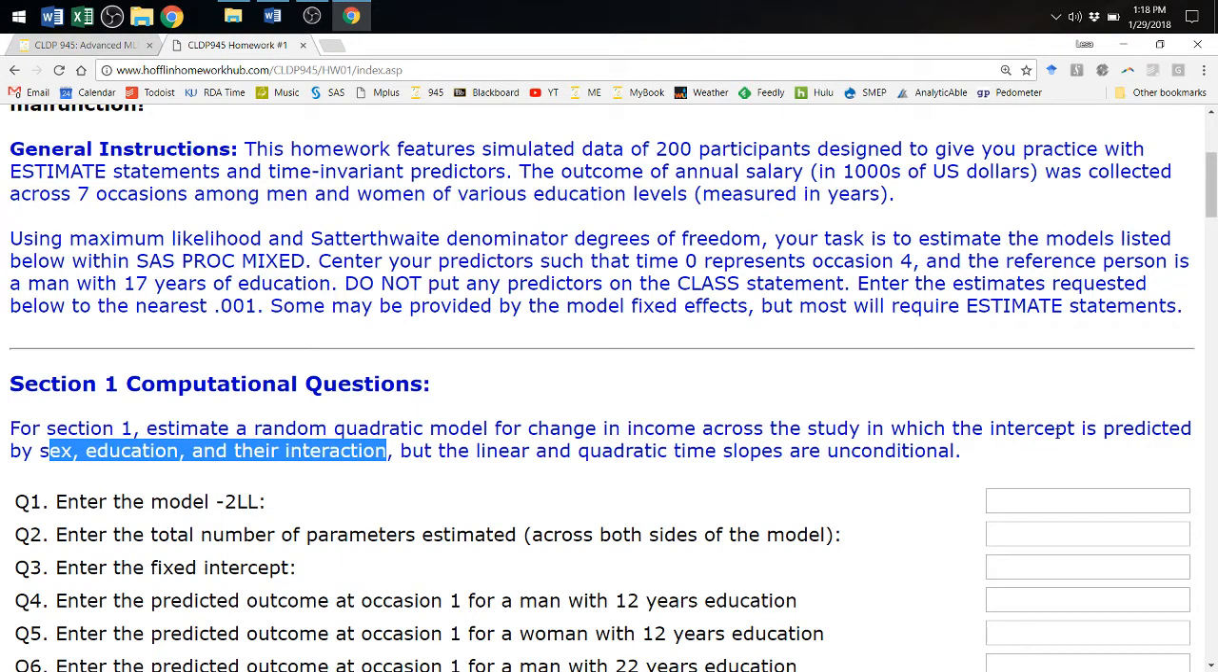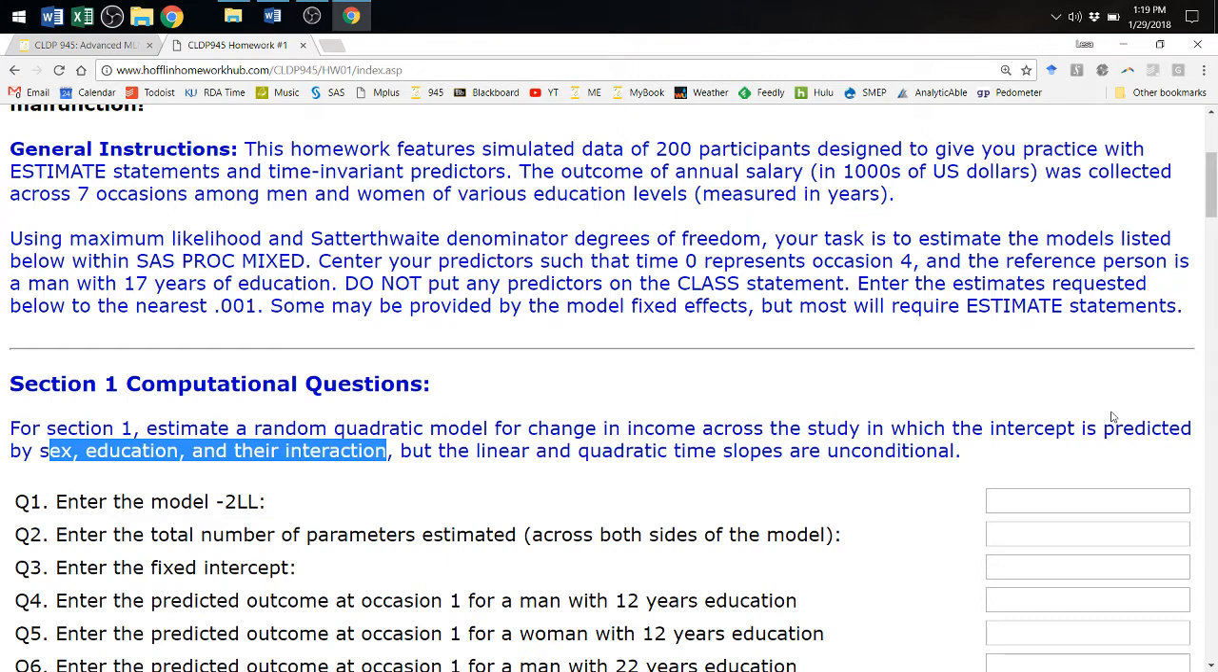That's code for what? What type of effects predict the intercept? It's better to be wrong than vague. Yell it out. What? Yeah. What kind of effects predict the intercept specifically? Starts with an M. Main, yeah.